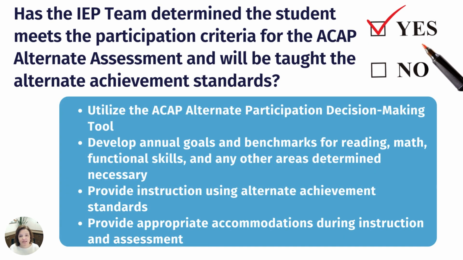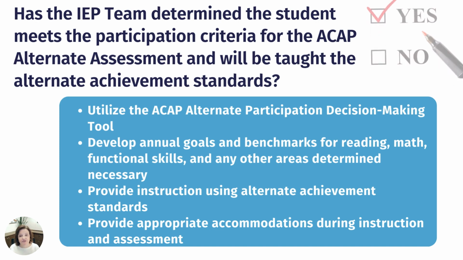Has the IEP determined that the student meets participation criteria for the Alabama alternate assessment and will be taught using the alternate achievement standards? IEP teams must utilize and attach the ACAP alternate participation decision-making tool form to make this determination annually. If students meet the participation criteria, the IEP team should develop annual goals and benchmarks for reading, math, functional skills, and any other areas determined necessary by the team. Provide instruction using alternate achievement standards and ensure the student is afforded appropriate accommodations when participating in instruction and assessment of these alternate standards.